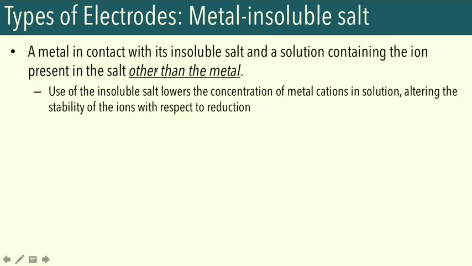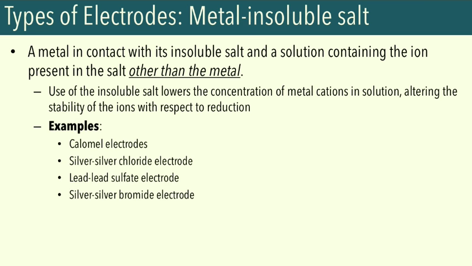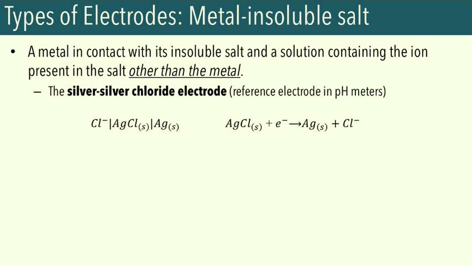So examples of metal insoluble salt electrodes include our calomel electrode, our silver-silver chloride electrode, our lead-lead-sulfate electrode, and our silver-silver bromide electrode. Okay, so let's check out an example of a metal insoluble salt electrode. So here we have our silver-silver chloride electrode. So here's the corresponding balanced half reaction. Okay, so keep in mind that this type of electrode is actually in very common use nowadays. So it's used as a reference electrode in pH meters.